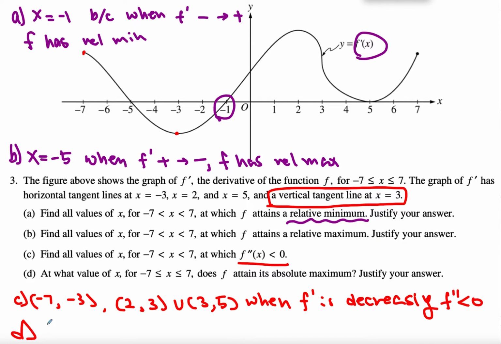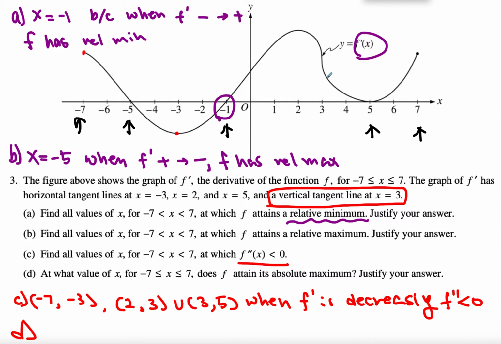Part D, let's look at it. At what value of x does f attain its absolute maximum? For absolute maximum, we have to consider all the critical points and then the endpoints. So I have to check here, here, here, here, and here. Technically here as well, because that's where the first derivative is non-existent. But I don't know the actual function, so I only know it graphically.